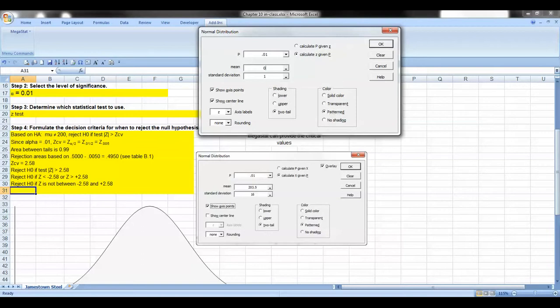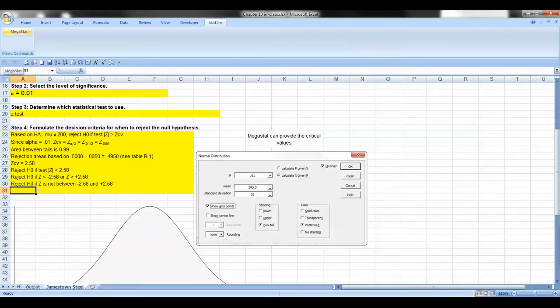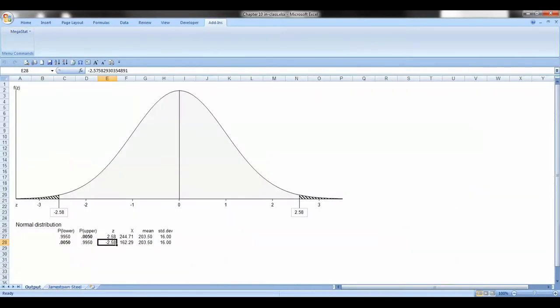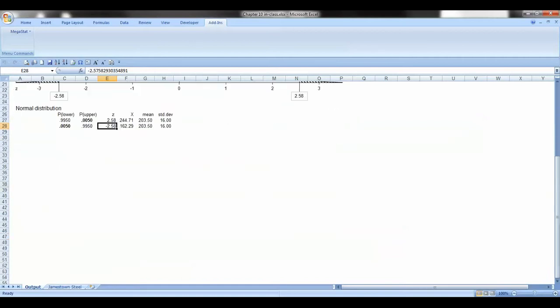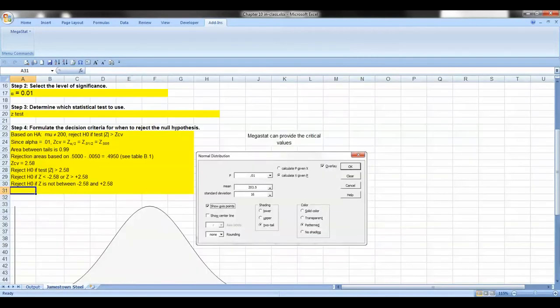And we put in our mean, which in this case is 203.5 desks, and our standard deviation is 16. We click OK, and Megastat formats it nicely for you. Here's your plus 2.58 and your negative 2.58 critical values. The one thing to note is that when you're doing the probability distributions, if you go back into Megastat and change something and do it again, it does not create another one, it just writes right over top of this. Normally when Megastat does stuff, it just keeps dumping it lower and lower onto the spreadsheet, but it doesn't seem to do that with this, so be careful of that.